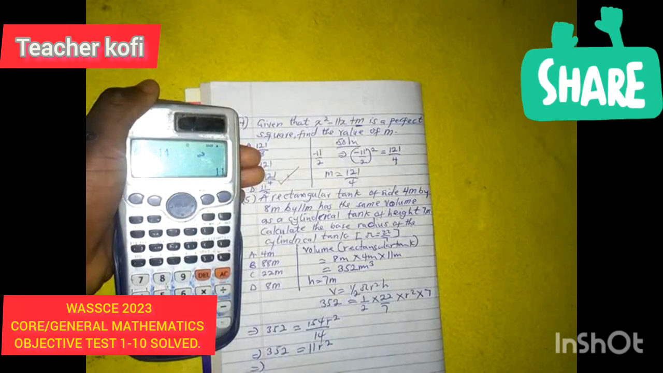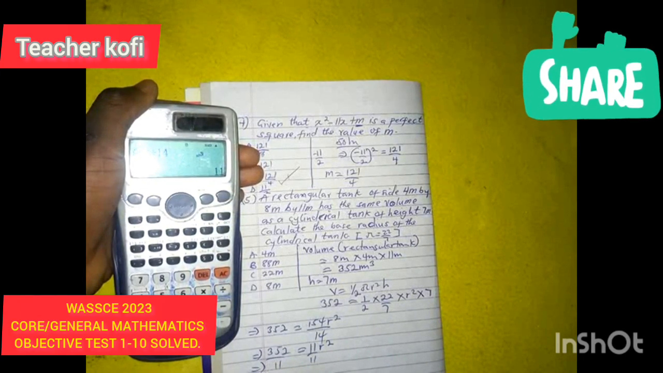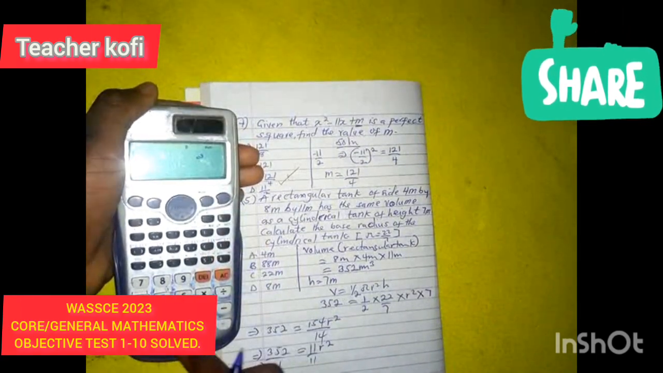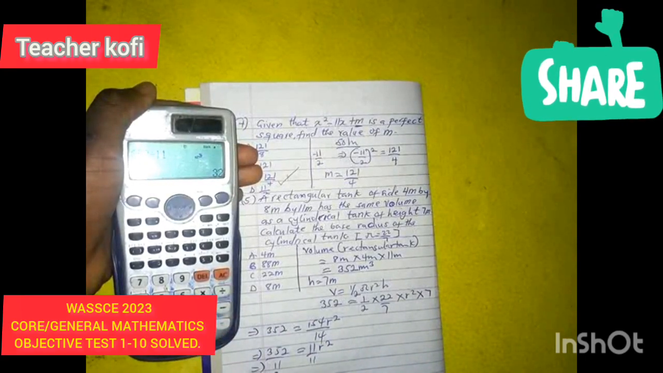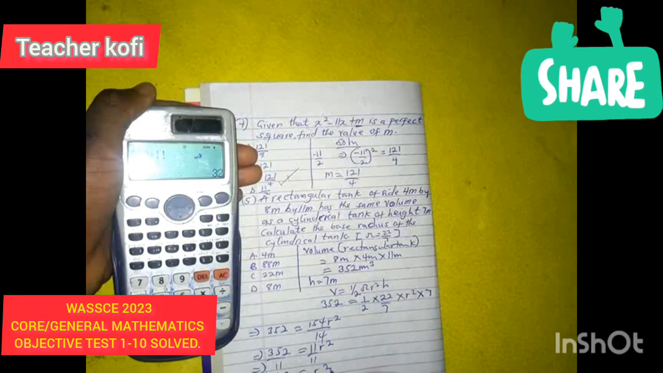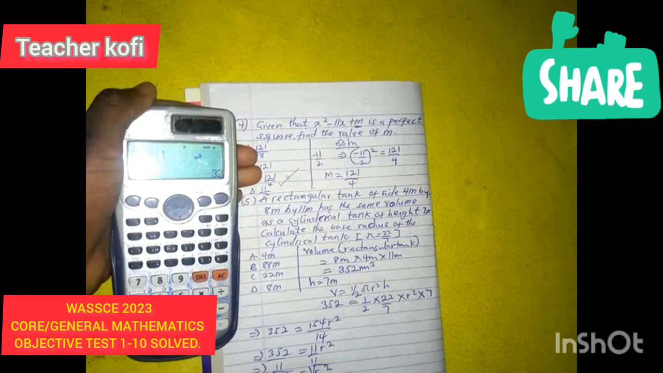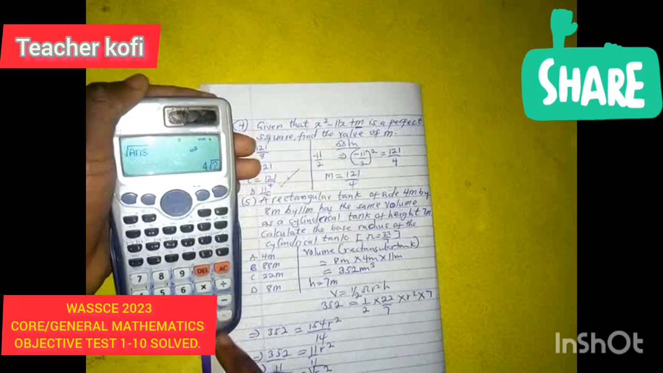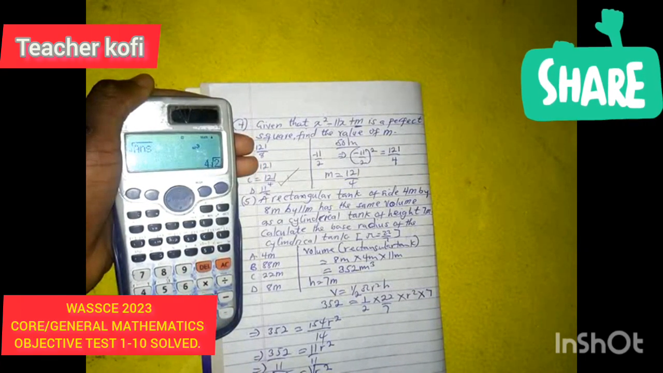So now we divide both sides by 11. 352 divided by 11 will give us 32. 32 is equal to r squared. So to find r, we take the square root of the answer, so it will give us 4 root 2 equal to r.